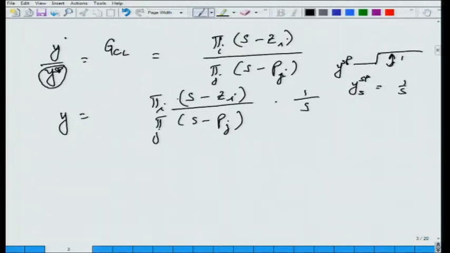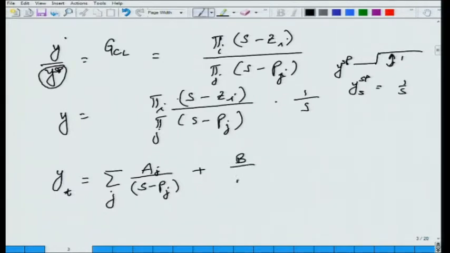And then what you will get is Y actually is this guy, and ultimately if you want to get the time domain response y(t), what you will have to do is separate this into partial fractions, and when you do those partial fractions, what you will get is y essentially equal to a summation over j of a_j over s minus p_j, plus maybe b over s, a constant term, and this is assuming that all the initial conditions are 0.